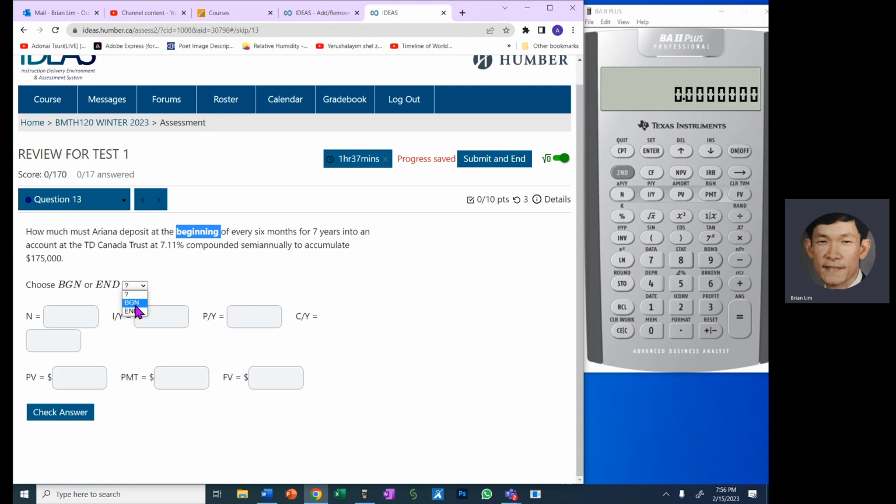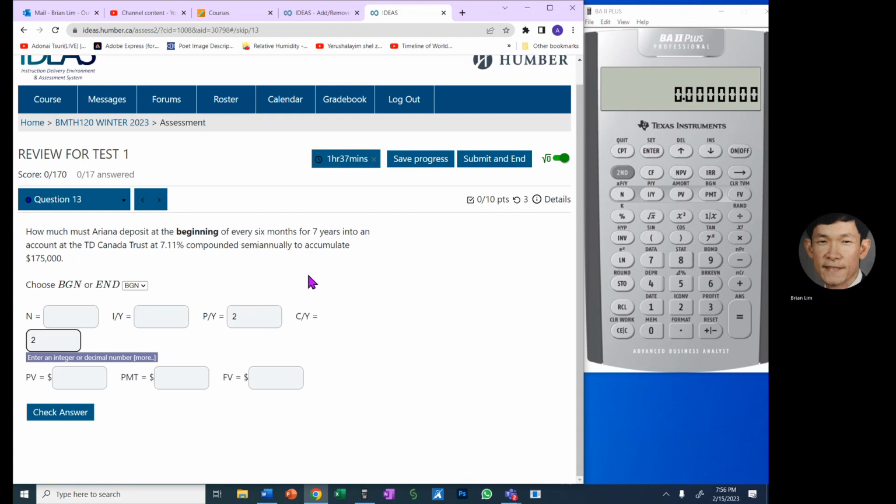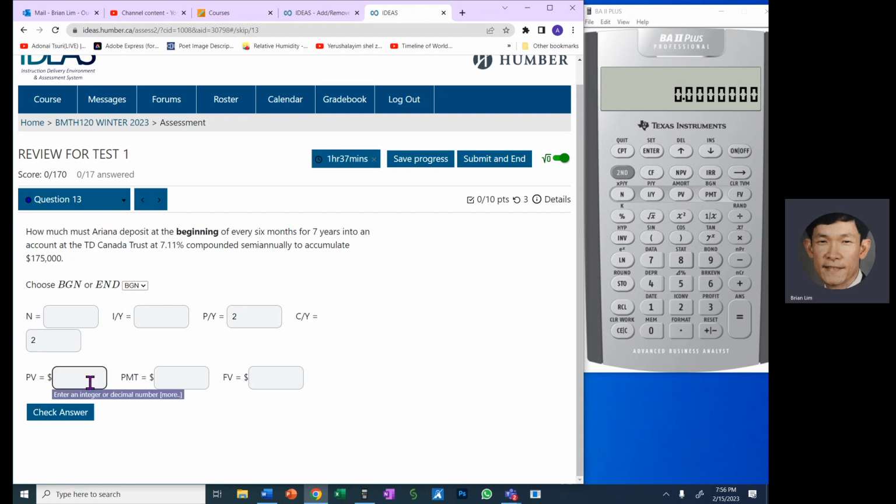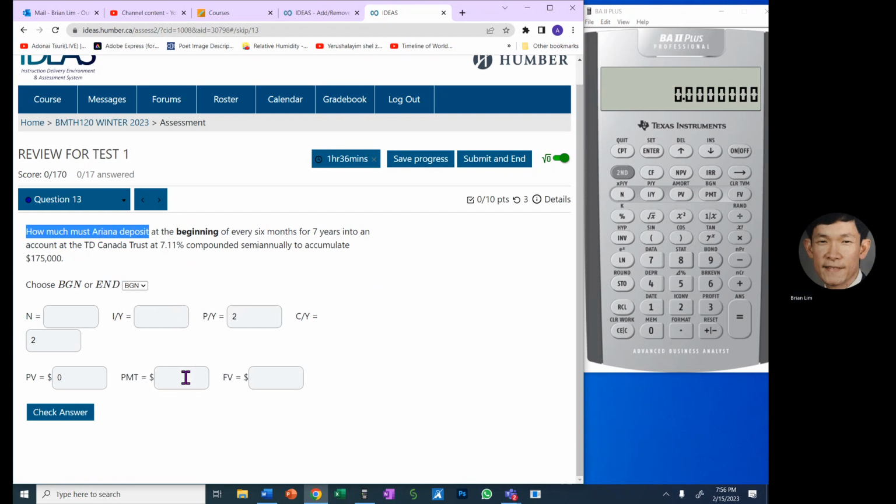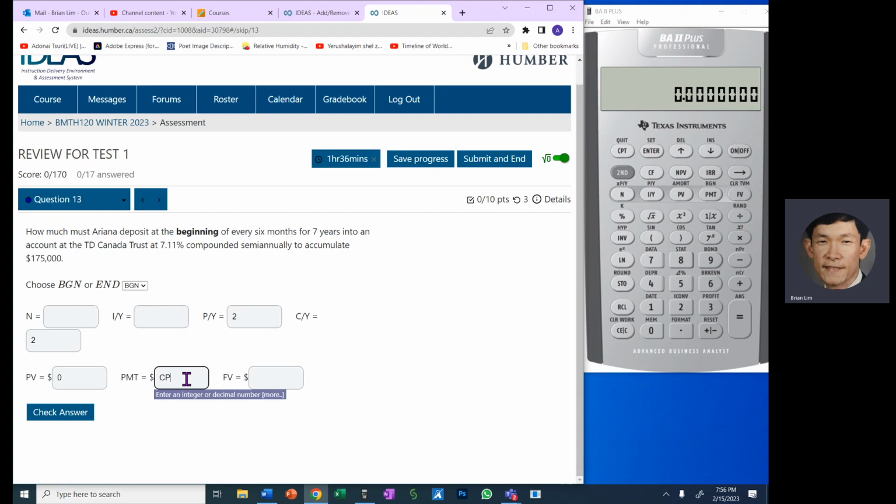So let's choose begin here. And then it's every 6 months the deposit, so it means PY will be 2, or twice per year. All right, now the compounding is semi-annually, so CY will also be 2. Right? What else is there? Well, the present value here would be 0. And we would like to find the deposit. Okay, how much must Ariana deposit? So the payment is what we are after.